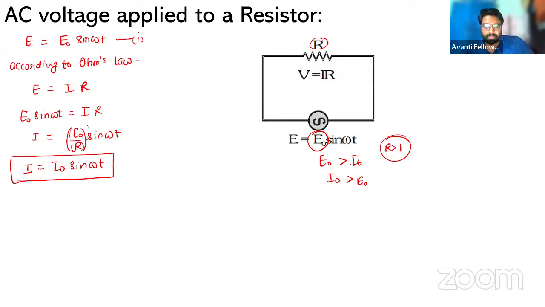Very good. But if the resistance here is less than 1, then the magnitude of current will increase. Let's say the value of R is 1/2 ohm, then E naught divided by R, which is 1/2, becomes 2 E naught, which means the value of current is greater. Clear? So less resistance, more current will flow. It is a simple law.